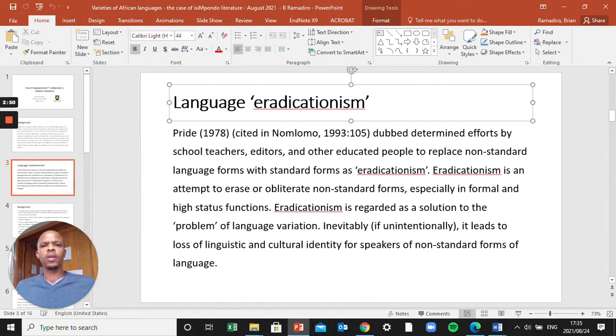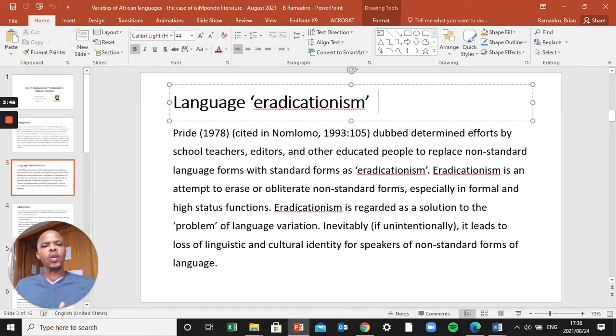The notion of eradicationism, I borrow from Vuyokazi Nomlomo's work that she did in the early 90s, and she herself has borrowed this concept from Pride. Essentially, what Pride had in mind is practices by school teachers, editors, and other educated people to replace non-standard forms of language, whether it be pronunciation, word use, or grammar, with standard forms. People tend to do this either in spoken language, but especially for written language. He called these practices an attempt to erase or to obliterate non-standard forms.